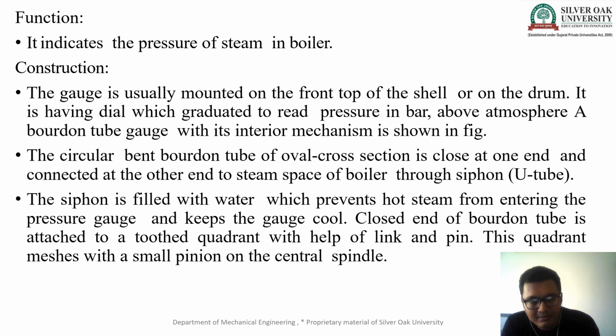The circular bent Bourdon tube of oval cross section is closed at one end, and the second end is connected with the boiler steam space, where the steam is available at the top of the shell. The siphon, or U-tube, is filled with water, which prevents a lot of hot steam from entering the pressure gauge and keeps the gauge cool. Otherwise the temperature of the siphon tube would be too high, and the siphon tube would be damaged.